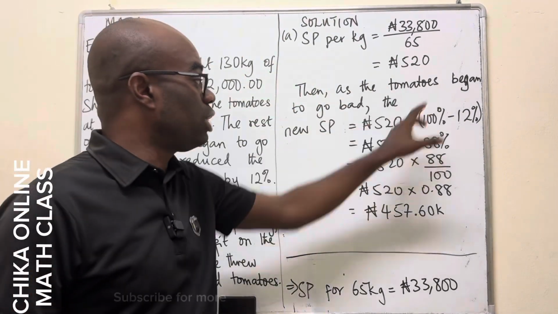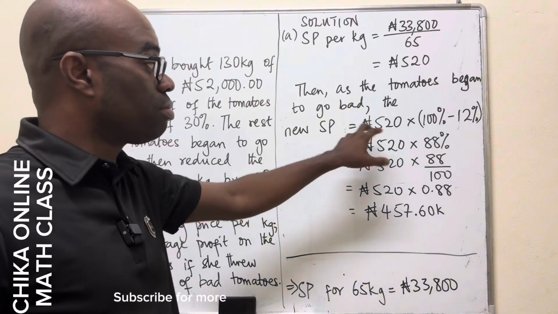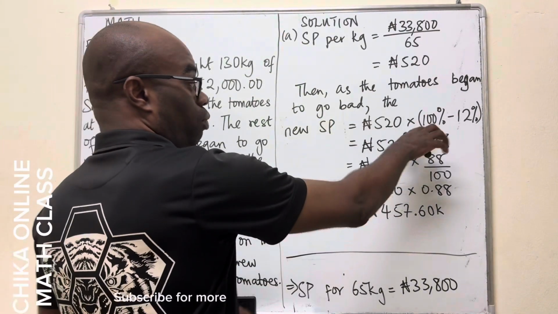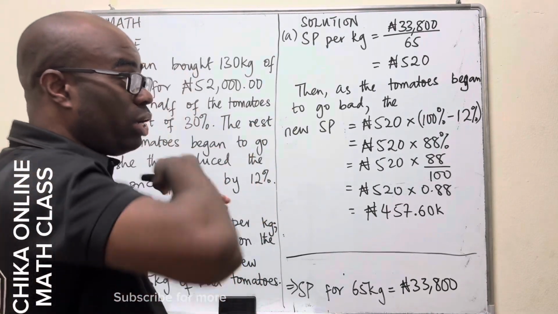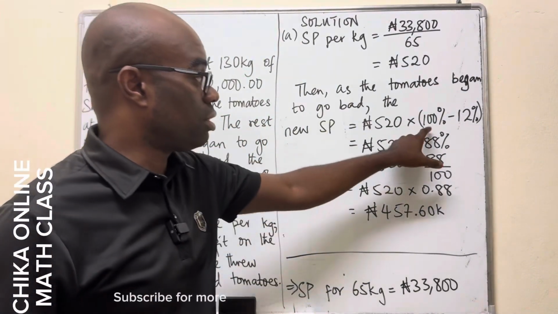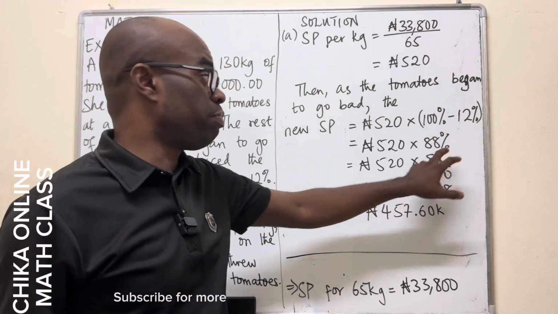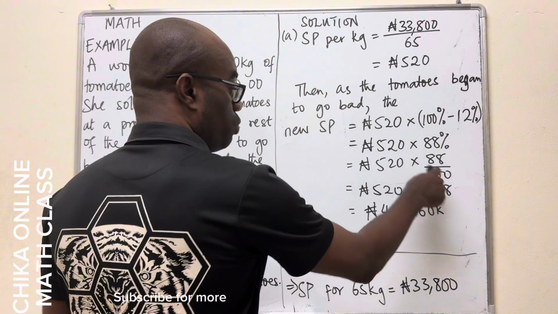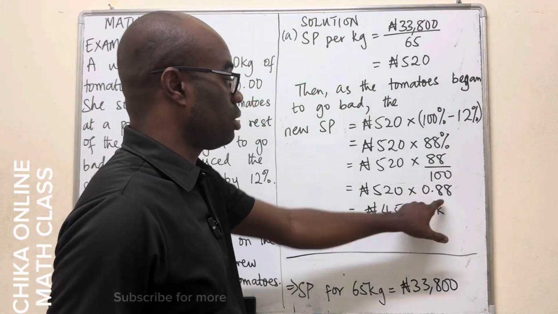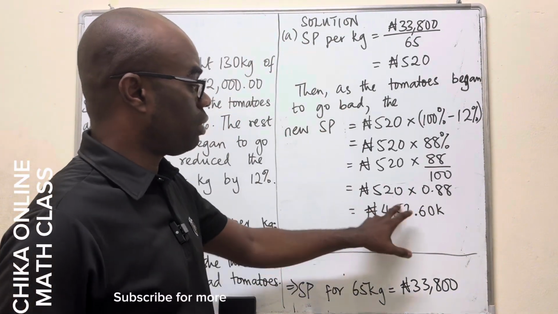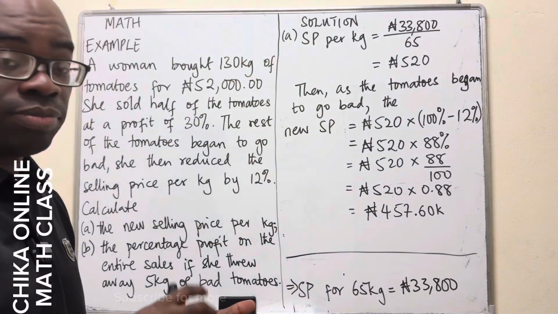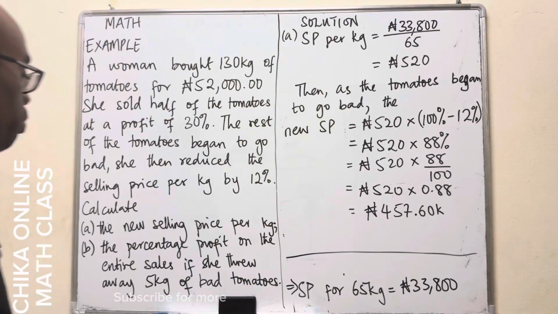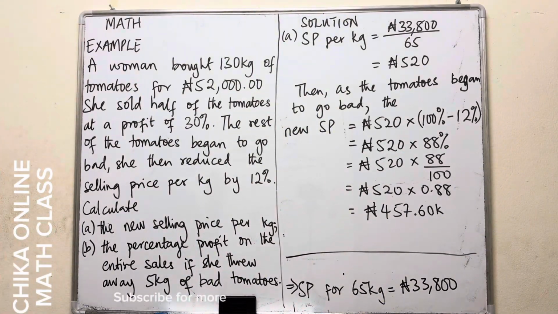Then as the tomatoes began to go bad, the new selling price will become 520 naira times, you know, when you have not reduced it, it's 100%. So when you reduce 12% from 100%, it becomes 100% minus 12%, which will give us 88%. And percent means over 100. So 88 over 100, which is 0.88. Okay, so if you do 520 times 0.88, press it in your calculator, you have 457 naira 60 kobo. So that is the new selling price per kg.